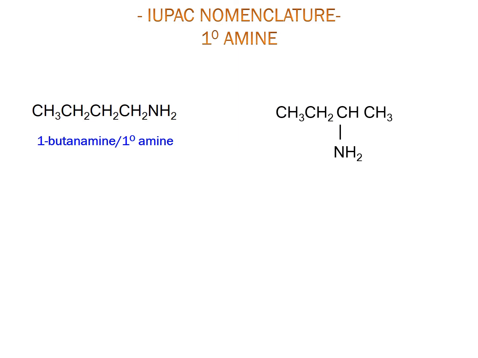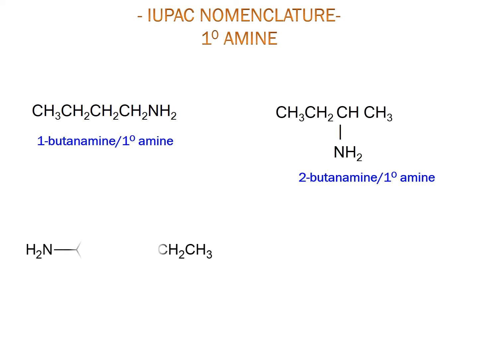Example number 2. Choose the longest continuous carbon chain that contains the amino group. The longest continuous carbon chain is 4 carbons, and then make sure the position of the amino group is at the lowest possible number. So we start from the right hand side, 1, 2, 3, 4, and the name of the amine is 2-butanamine. Since the amino group is only bonded to one alkyl group, the class of amine is primary amine.